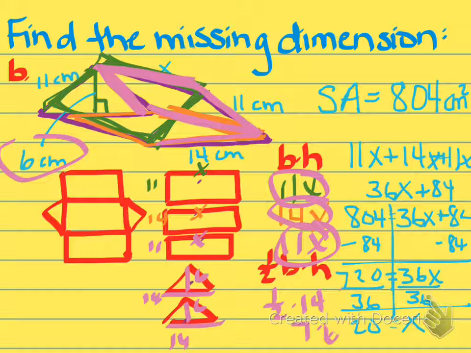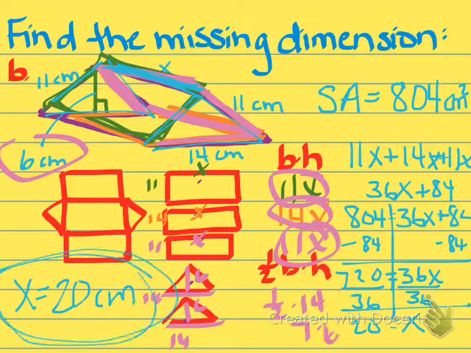So the prism height, because really if you're thinking about that, for the prism, this is the distance between the two triangles, that's the height of the prism if I was to put it on end. And so the height, x, is equal to 20 centimeters. So I hope that your answer is 20 centimeters.